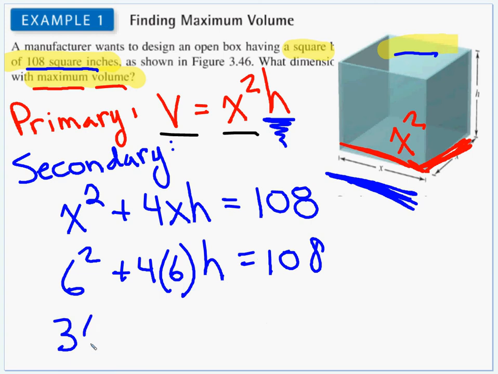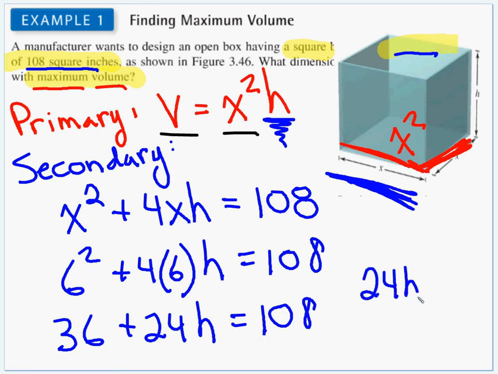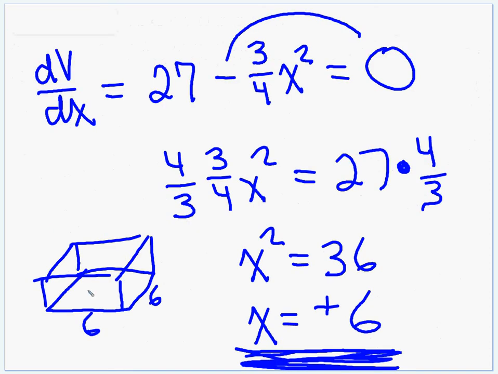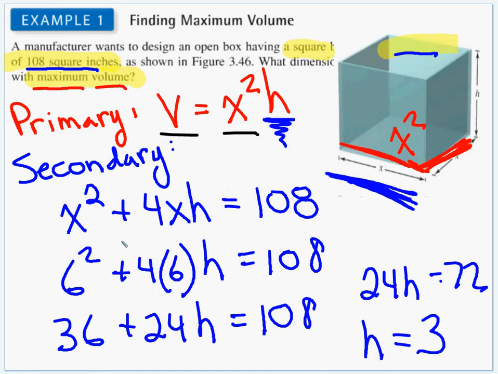So that's 36 plus 24h equals 108. And if we subtract 36, 24h equals 72. Divide both sides by 24. H is 3. So our base is 6 by 6. The height of our box is 3. And then we could find the volume. If we multiply the base, length times width times height, we get the max volume of the box. And I think that's it for that one.